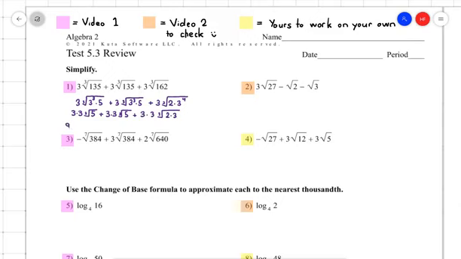So I'm going to rewrite this, multiplying out whatever I need to. And then remember, in order for us to be able to combine them, they have to match with the index and the radicand. So the cube roots of 5 can combine, but the cube root of 6 cannot combine with those. So we have 18 cube root of 5 plus 9 cube root of 6.